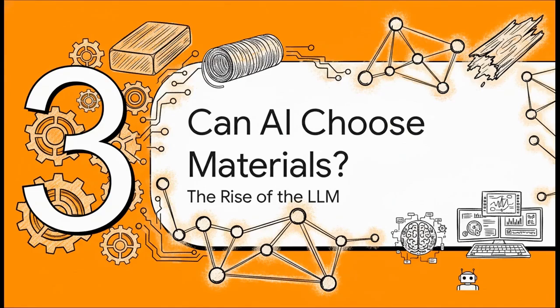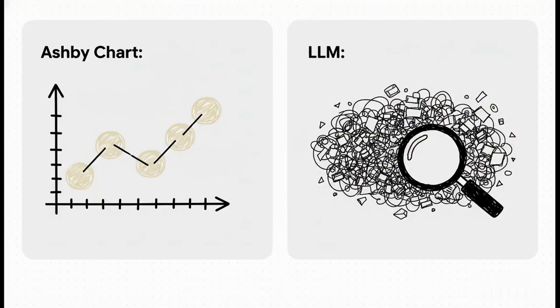Okay, but Ashby charts are from a pre-digital, pre-internet world. Today, we've got large language models that have read, well, basically everything. So the big question is, can an AI just do this first now? And you've got to understand, these two approaches could not be more different. The Ashby chart is a structured visual map built on hard, quantifiable data. An LLM, on the other hand, is like a conversational partner that pulls answers from this massive, messy sea of text.